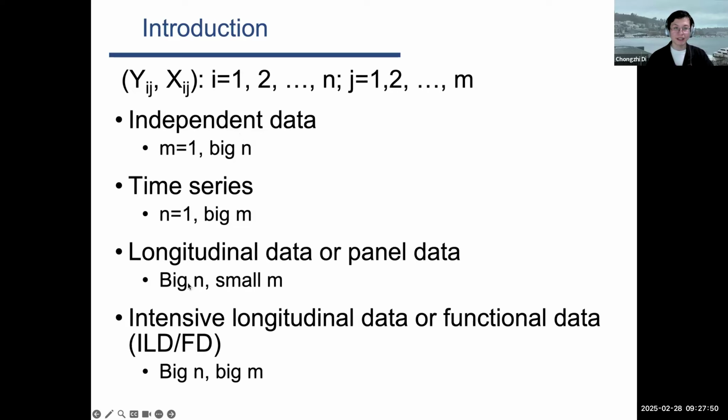Where they differ is that they all generally assume that you have a larger number of subjects or samples, so that we can draw conclusions. But for longitudinal data, you have a small m. So again, sparse, and for intensive longitudinal data or functional data, it's much more dense. So big N here.